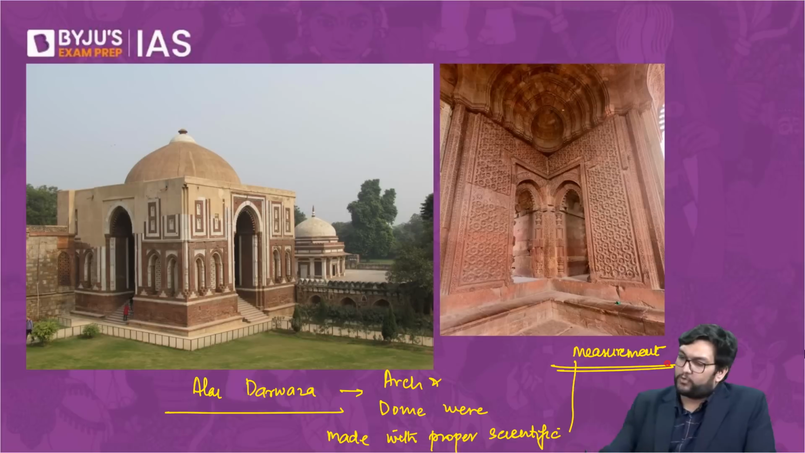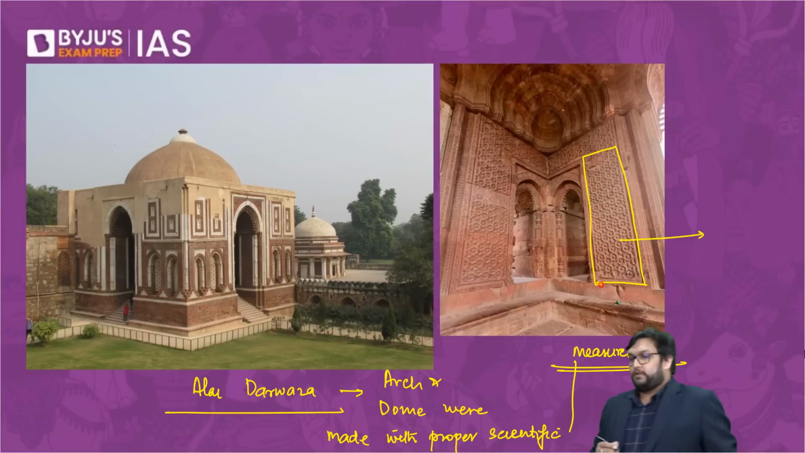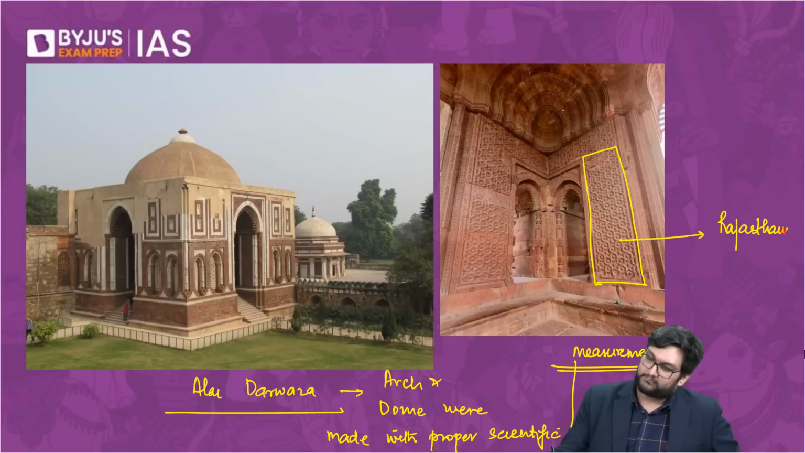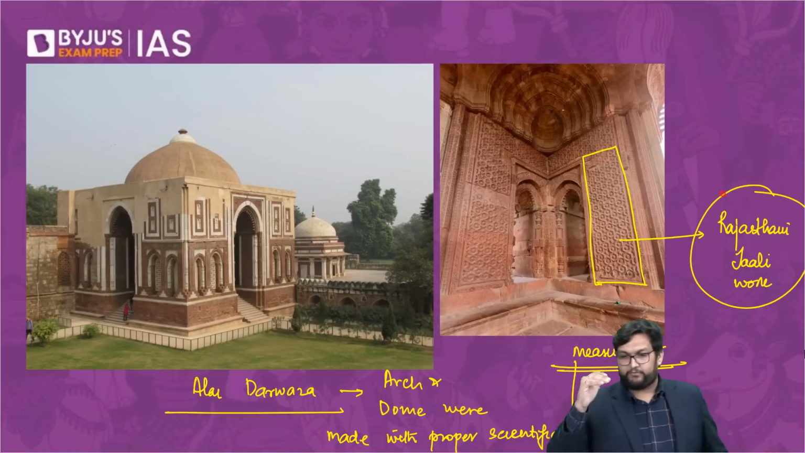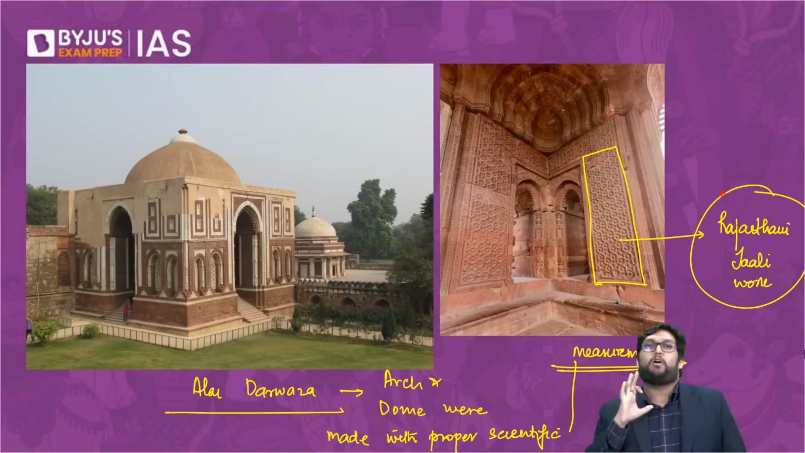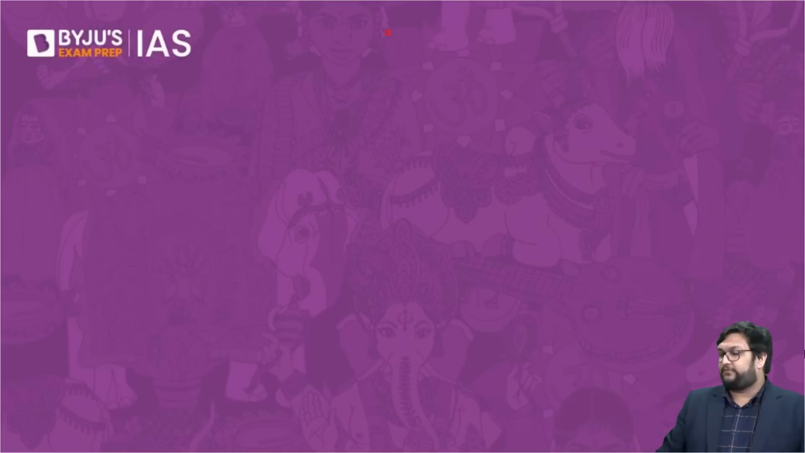Wherein, if you look at this, have you ever seen this anywhere other than the Alai Darwaza? Where have you seen this? This is actually called Rajasthani Jali work, which will later become Rajasthani Jali work. This type of designing is very common in Rajasthan. And therefore the Alai Darwaza dome itself is considered a true dome, a dome which was built on scientific lines.